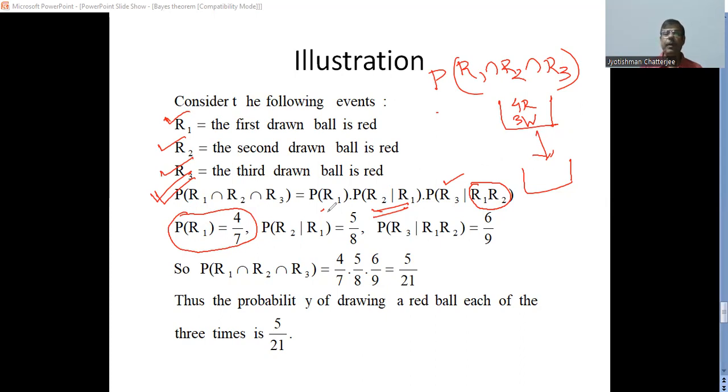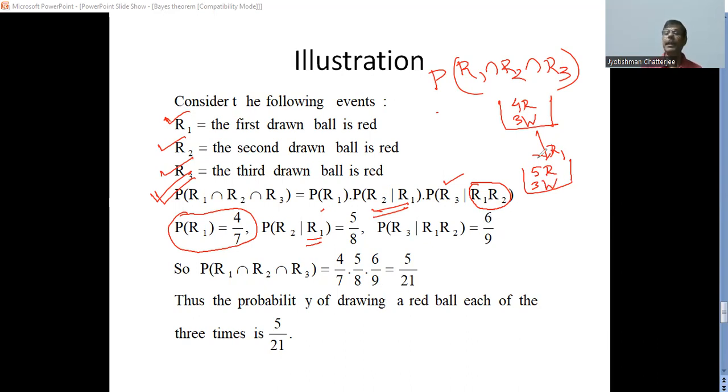Now, if R1 is picked up, because next we are to calculate the probability of R2 given R1. If R1 occurs, what will be the configuration of the urn? There will be 5 red and 3 white balls. The configuration changes this way.